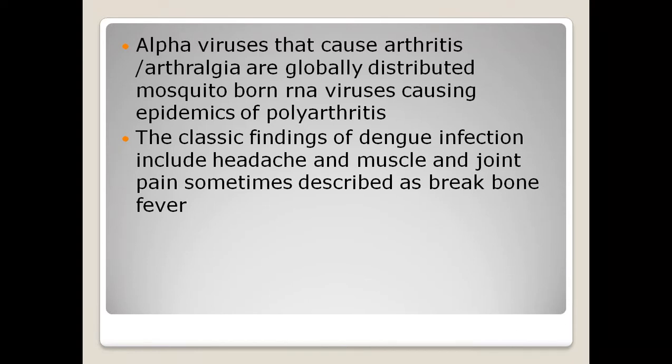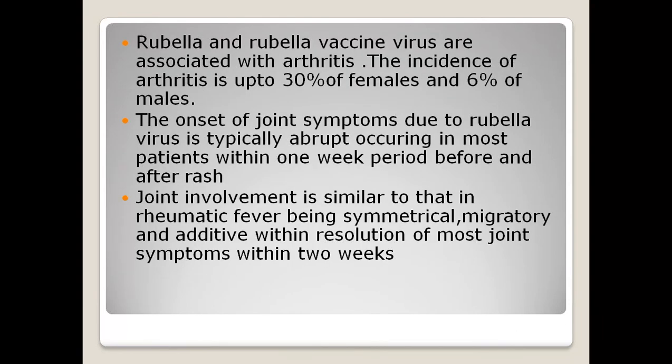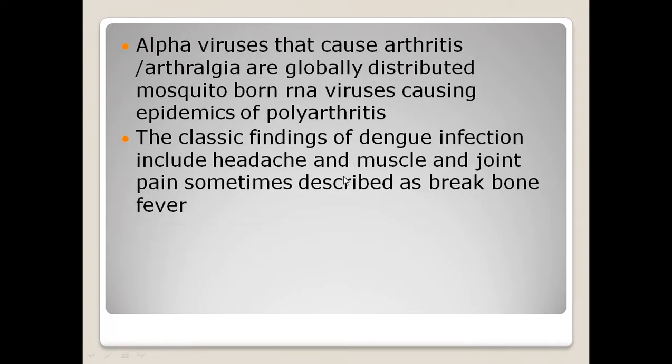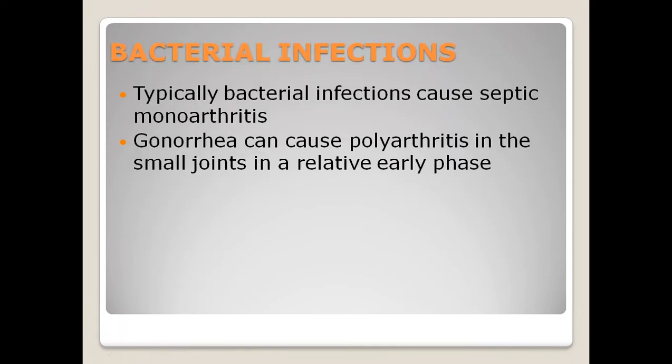So it's called breakbone fever. The important point is, in acute rheumatic fever, you will be seeing symmetrical migratory joint pain, which is resolving within 2 weeks. The pain in dengue infection is also called breakbone fever, or dengue fever is also called breakbone fever due to the pain.